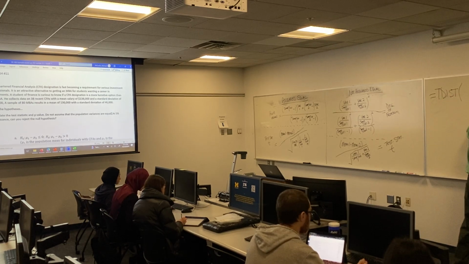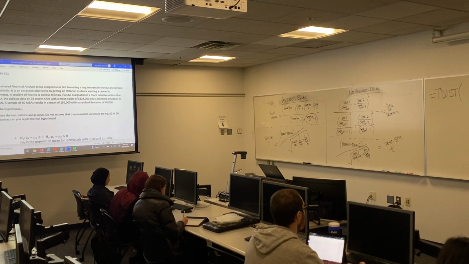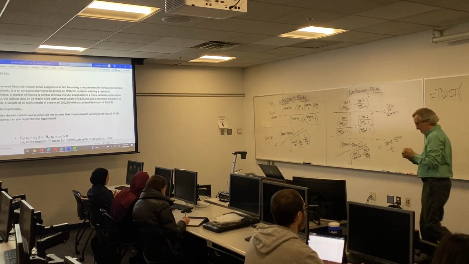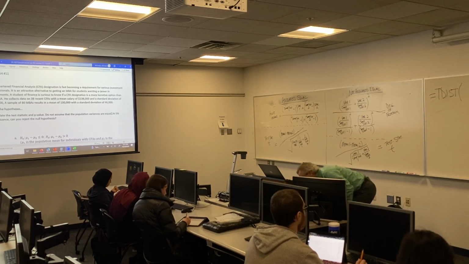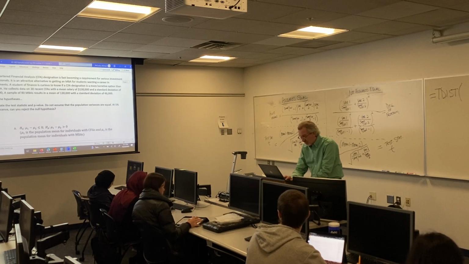Number, number, number. What's this last number? We can fill this one in. 1. Very good, the one tail. There's that. So now, we gotta get our first two numbers. So let's get our test statistic or our degrees of freedom. What do you wanna do first?